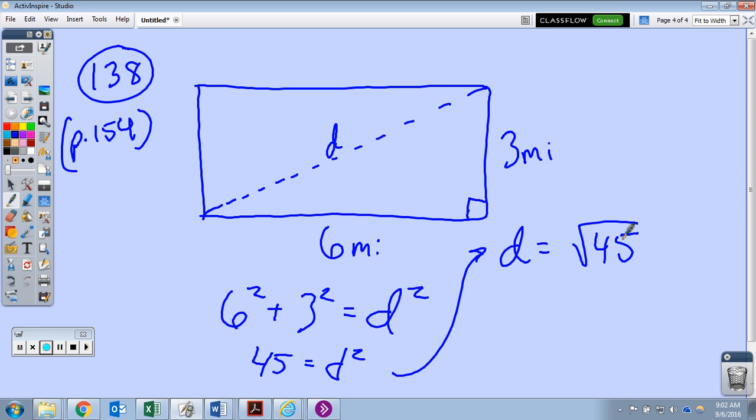Okay, so we do know this is 3 and this is 6. So can anyone tell me if this is a 30, 60, 90 right triangle? You thought it was a 45, 45?